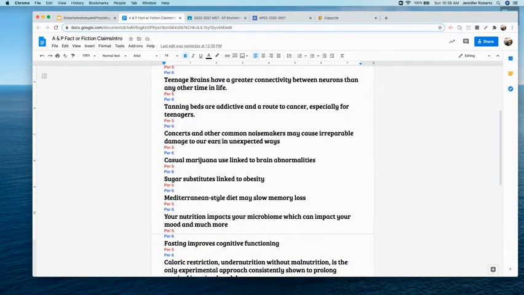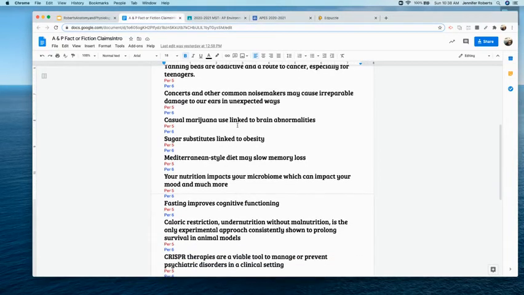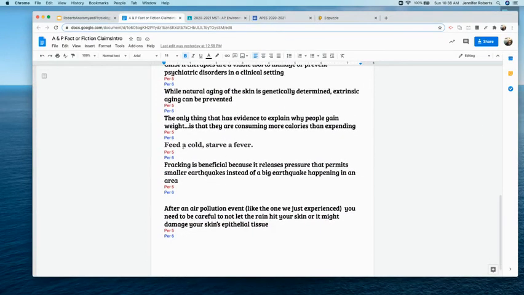Teenage brains have greater connectivity between neurons than any other time in life. There's one that has more to do with our next chapter on the integumentary system about tanning beds, which is your skin, right? Looking at that impact. So scroll through these, and all you're going to do is say, okay, I want to know if what my mom always told me was a true statement: to feed a cold and starve a fever. Is that really what I should do when I'm sick? So if I have a cold, I should still continue eating. But if I have a fever, I should stop eating and sleep, or drink orange juice.